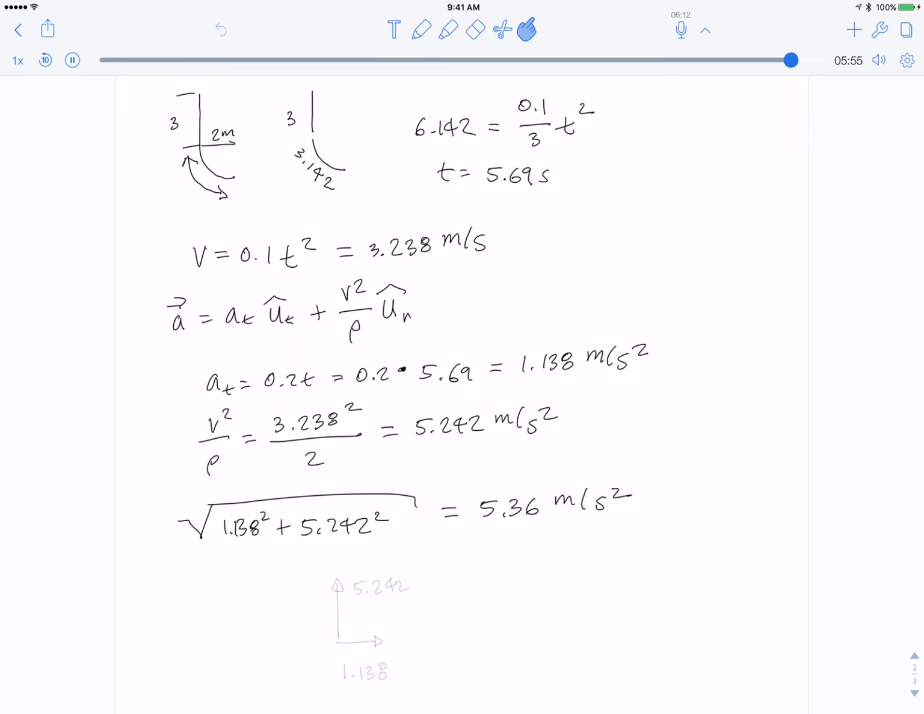And if you wanted to draw the vector, it would be 1.138 that way, and 5.242 that way. Okay, that's it.